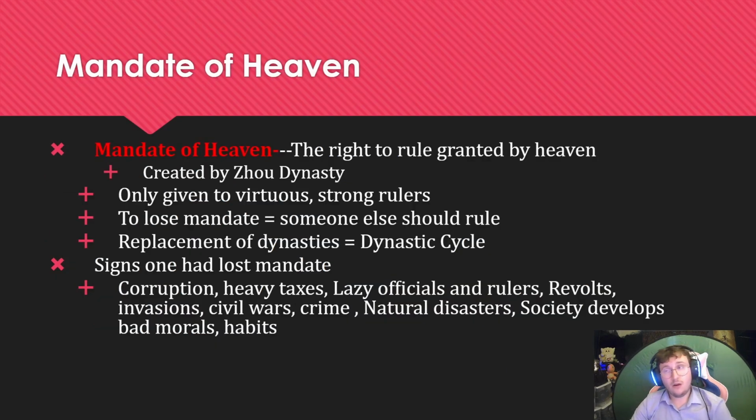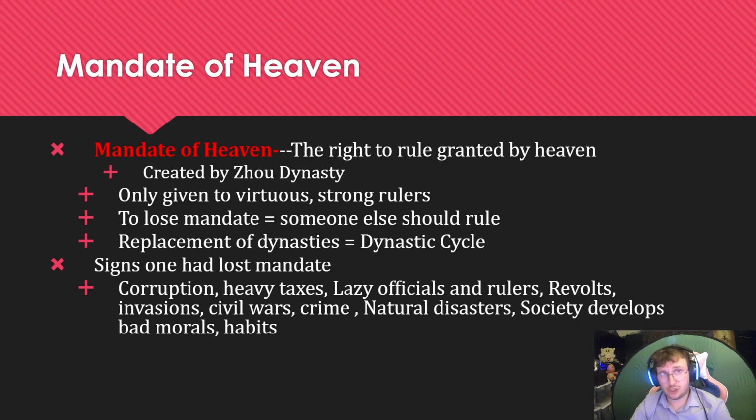Now, all of these emperors and all of these empires believe they have what is known as the Mandate of Heaven. And the Mandate of Heaven is that the right to rule is granted by heaven. And this is actually created by the Xiao Dynasty. And they believe that the Mandate of Heaven is only given to virtuous, strong rulers. So if you're a weak ruler, you will lose your Mandate of Heaven, meaning that heaven says you are no longer fit to rule. And to lose the mandate means that someone else should be in charge.